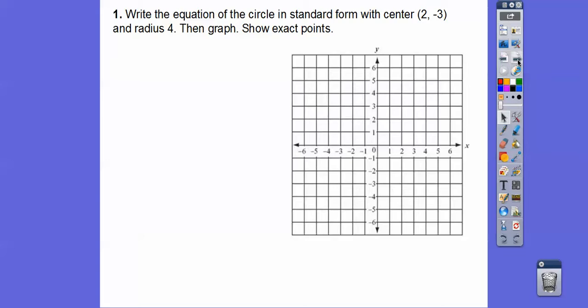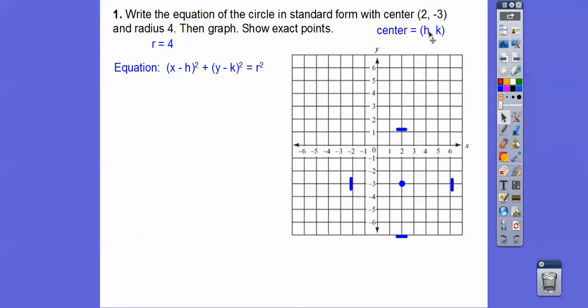All right. So with the problem: write an equation of the circle in standard form that has the center, remember center is (h, k), (2, -3), and radius 4, then graph. Okay, so I graphed the center at over 2, down 3, and the radius is 4. So I went up 4, down 4, to the left 4, to the right 4. That's my boundary, and then you can just trace your circle right there.